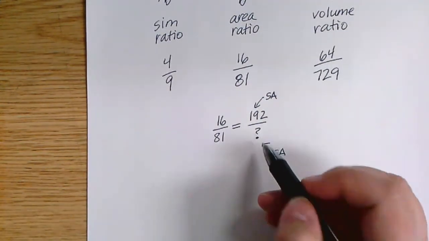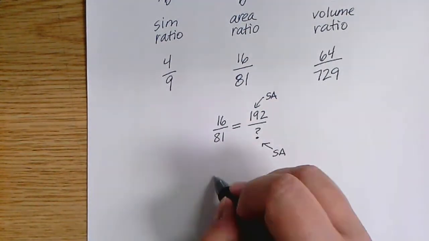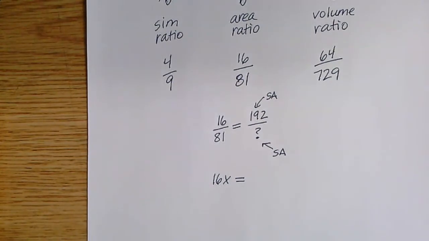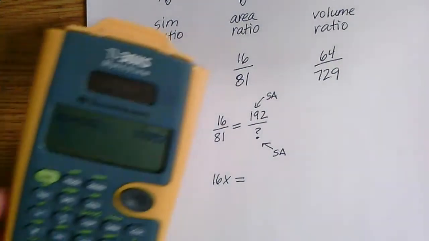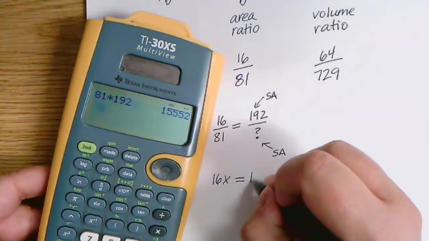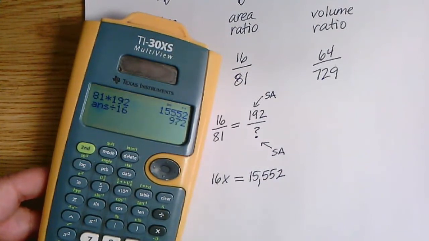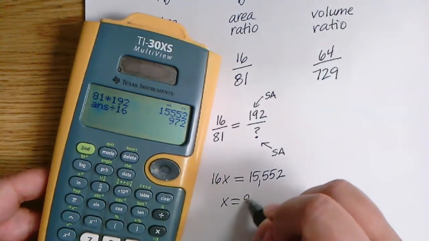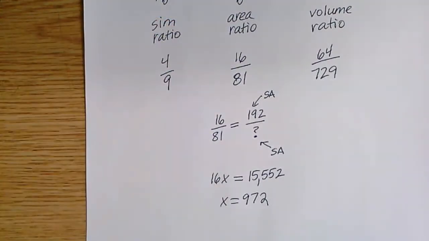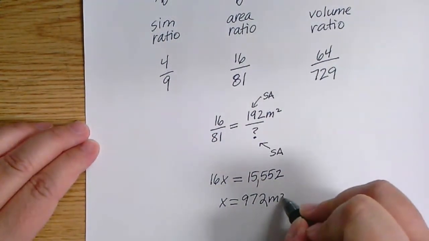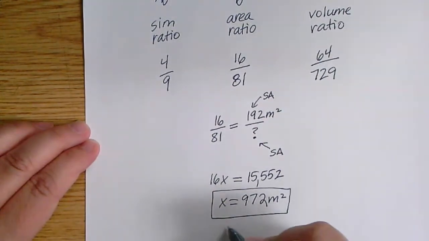Let's call this X. When I cross multiply this way, I get 16 times X. When I cross multiply this way, I get 81 times 192, and that's 15,552. Divide both sides by 16, and X is 972. Now this is the surface area of the larger figure. It was in square meters, so this is square meters. That's the surface area of the larger.